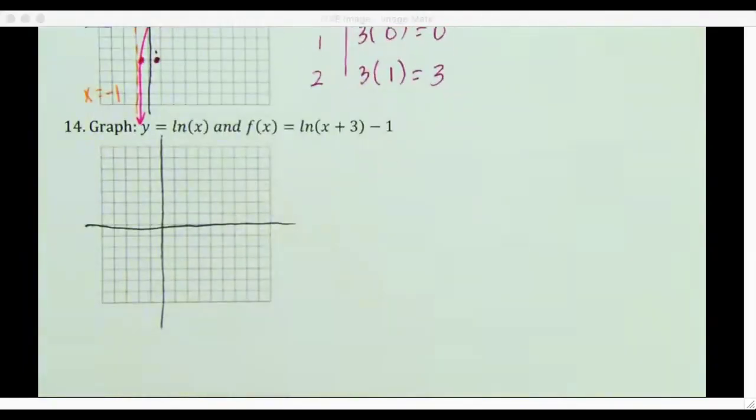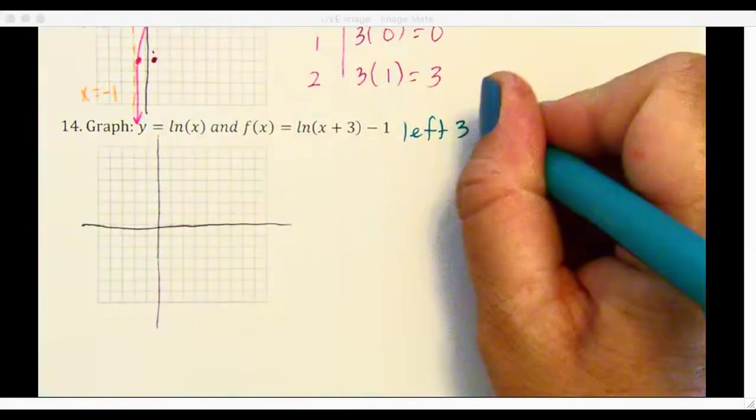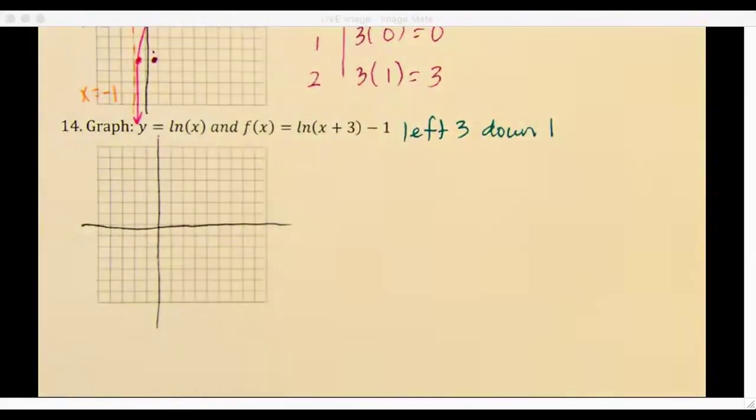All right, last example in this section, and we're asked to graph natural log of x and natural log of x plus 3, minus 1. So this graph will be shifted left 3 and down 1.